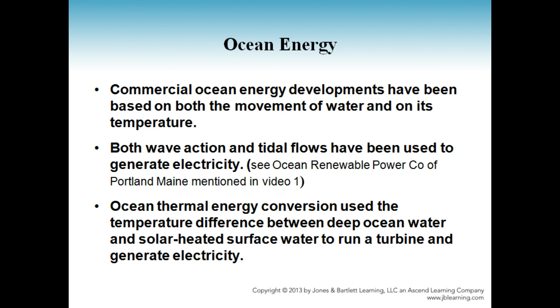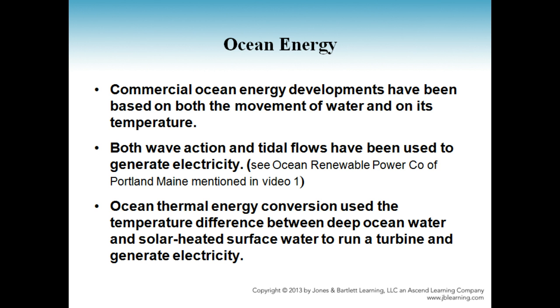Ocean thermal energy conversion uses the temperature difference between deep ocean water and solar heated surface water to run a turbine and generate electricity. OTEC works best when the temperature difference between the warmer top layer of ocean and the cooler deep layer of water is about 36 degrees Fahrenheit. These conditions exist in tropical coastal areas, roughly between the Tropic of Capricorn and the Tropic of Cancer.